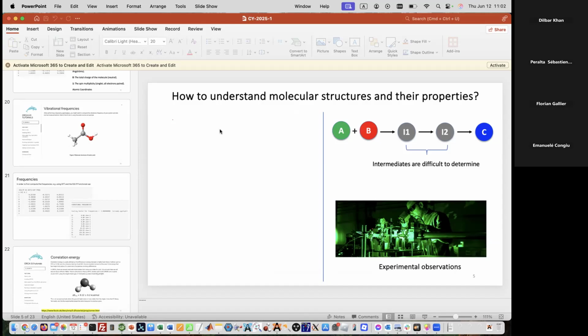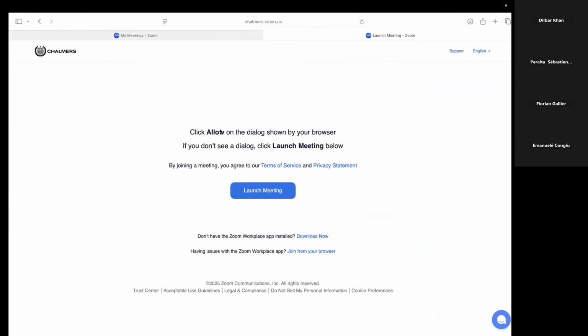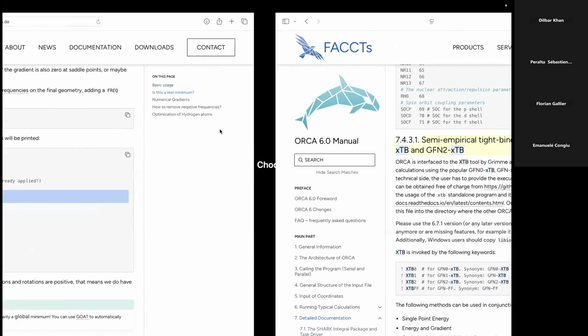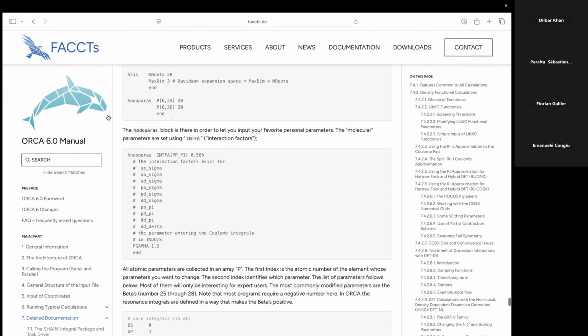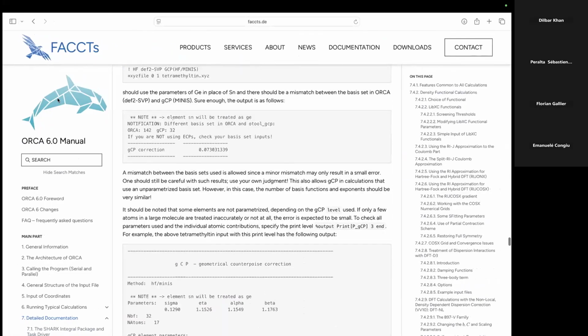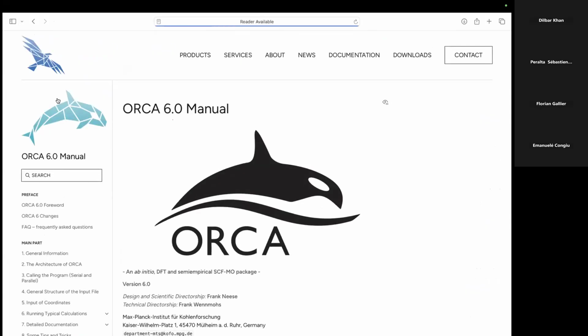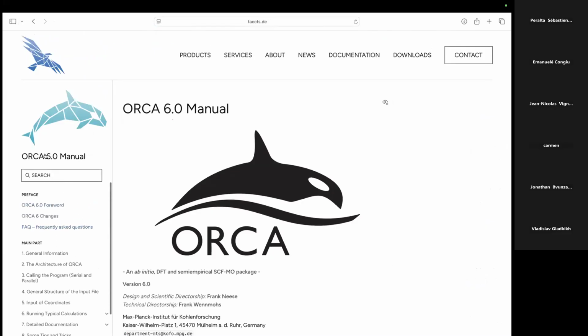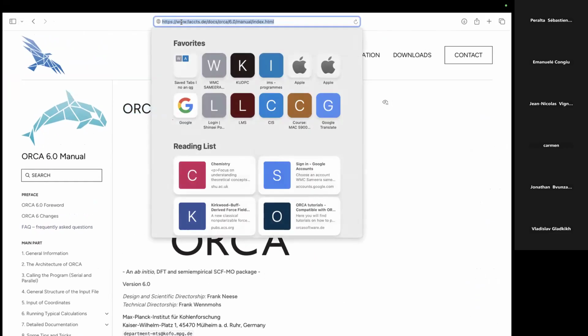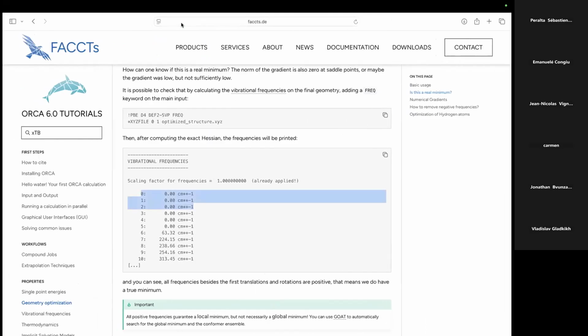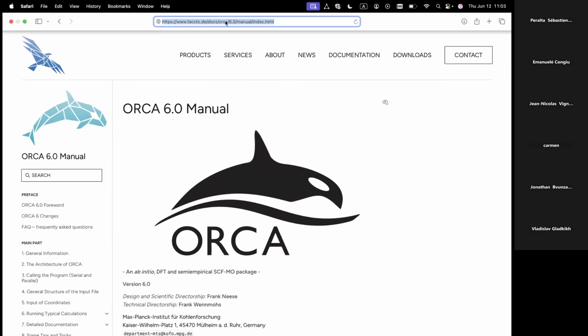Now let's look at the manual of the ORCA program. This is the manual of the ORCA program. It's very useful to have. If you type ORCA 6.0 manual in Google, you can find this. Of course, I can post it in the chat box.